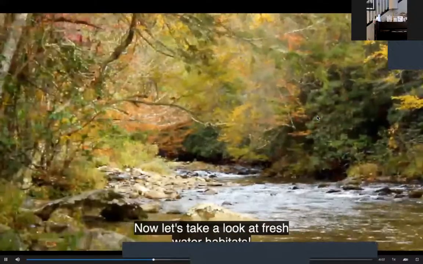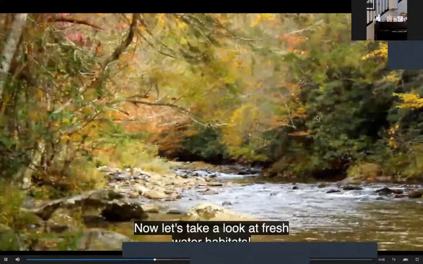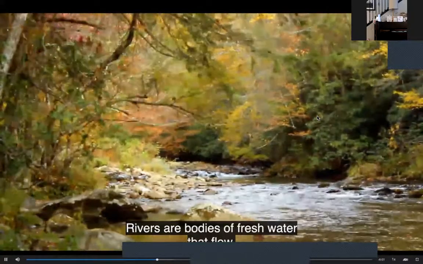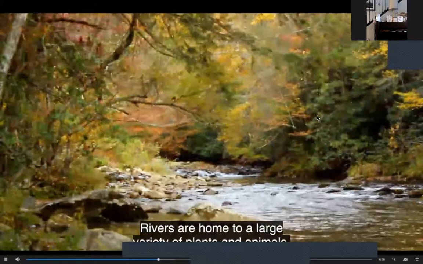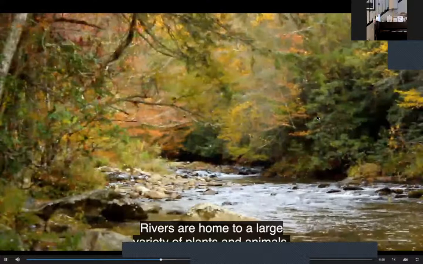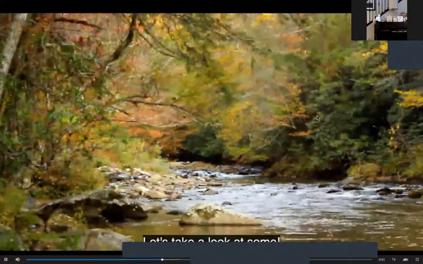Now, let's take a look at freshwater habitats. Rivers are bodies of fresh water that flow. Rivers are home to a large variety of plants and animals. Let's take a look at some.